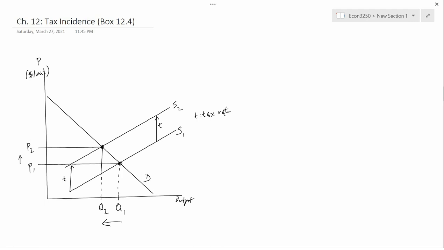How much are they hurt? Well, per unit, they're hurt by the amount to which price has risen, which is this amount here. I'm going to call that C. C stands for consumers. But you'll recall that the vertical gap between the two supply curves, S1 and S2, is the amount of the tax. And so the length of this line is the amount of the tax.